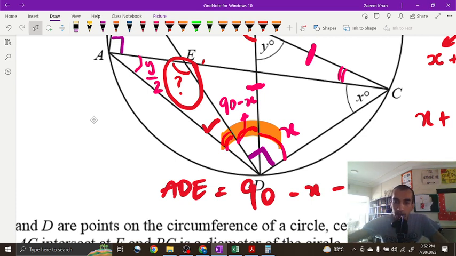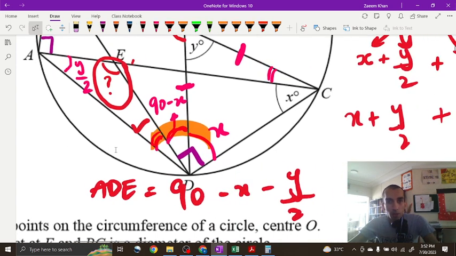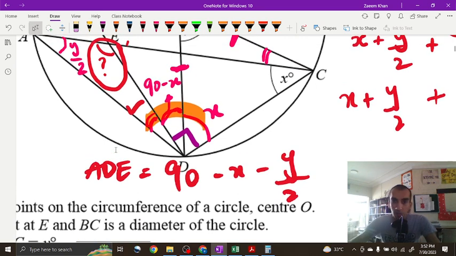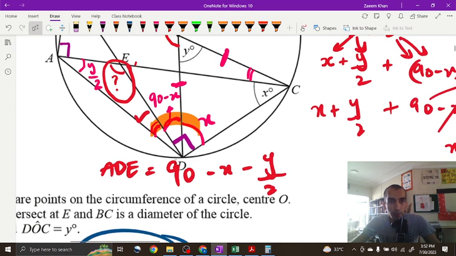You can't read that. That's why. It's behind my picture. I'm sorry. Because when I'm sharing the screen, I can't see where my picture's gonna be. I'm sorry for that. Y over 2 plus 90 minus x minus y over 2. And what do you do with that?